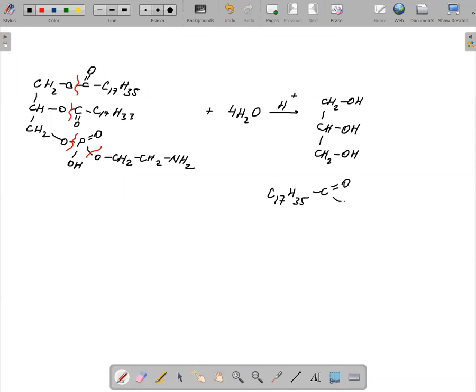You just formally add water to each ester bond, hydrogen to oxygen or H to carbon, plus oleic acid, plus phosphoric acid, and plus cholamine.